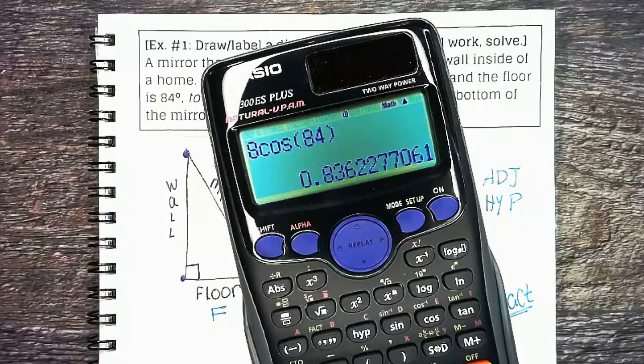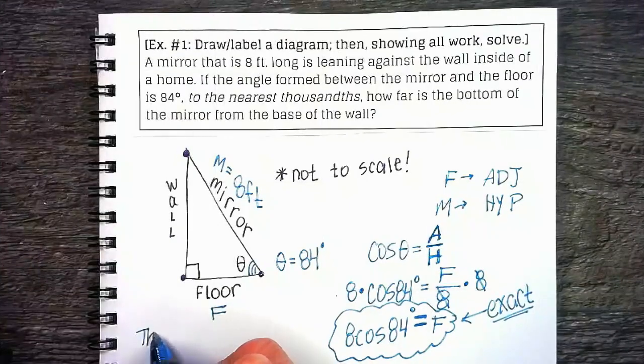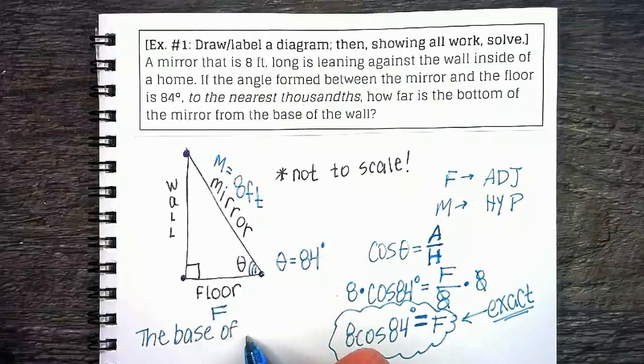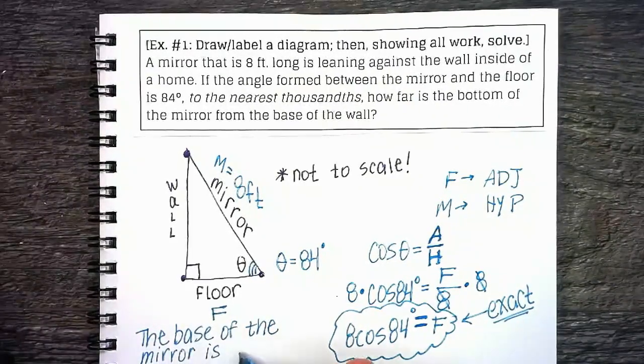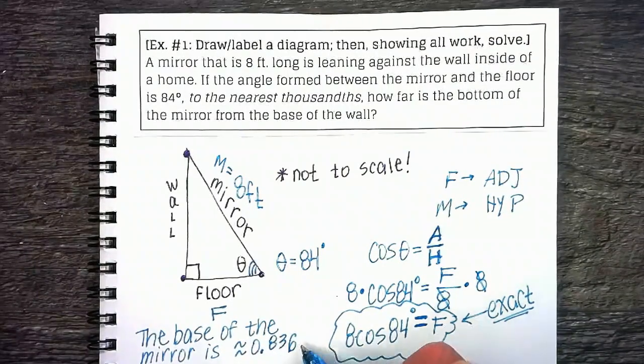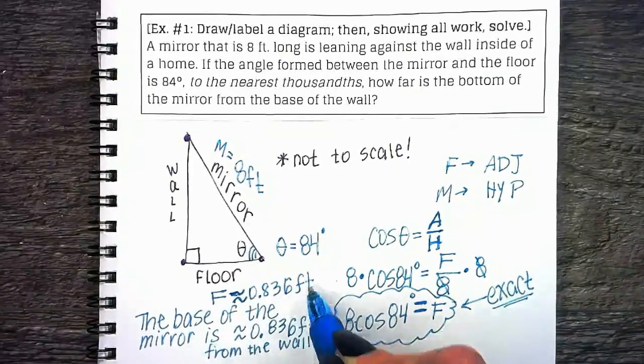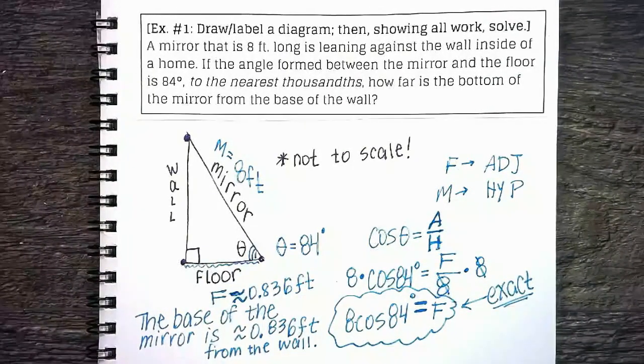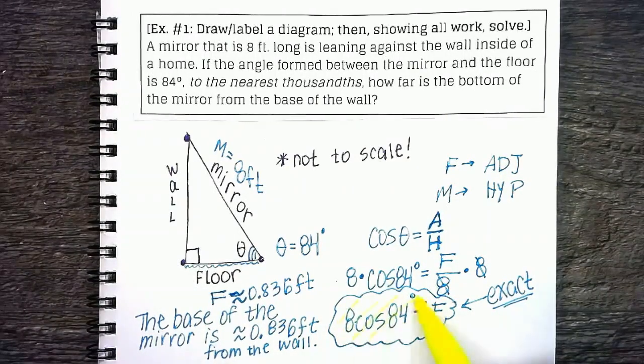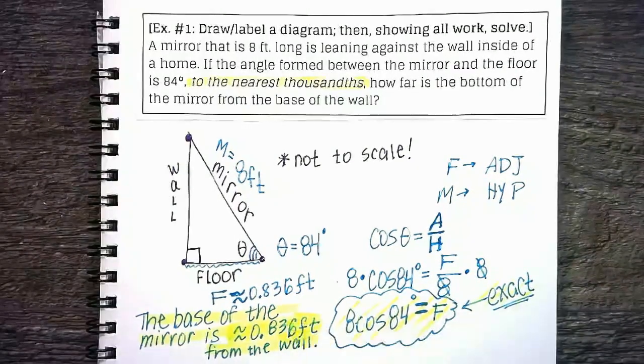So it's actually very close to the wall, which makes sense. It's less than a foot from the wall, and I believe that's to be expected. A base of a mirror is probably less than 1 foot from the wall. The base of the mirror is approximately 0.836 feet from the wall. So that's what we found right here, and that was this side of the triangle, and that's all there is to it. So my exact answer, if directions ever tell you to find the exact solution, you leave it like this, and that's it.